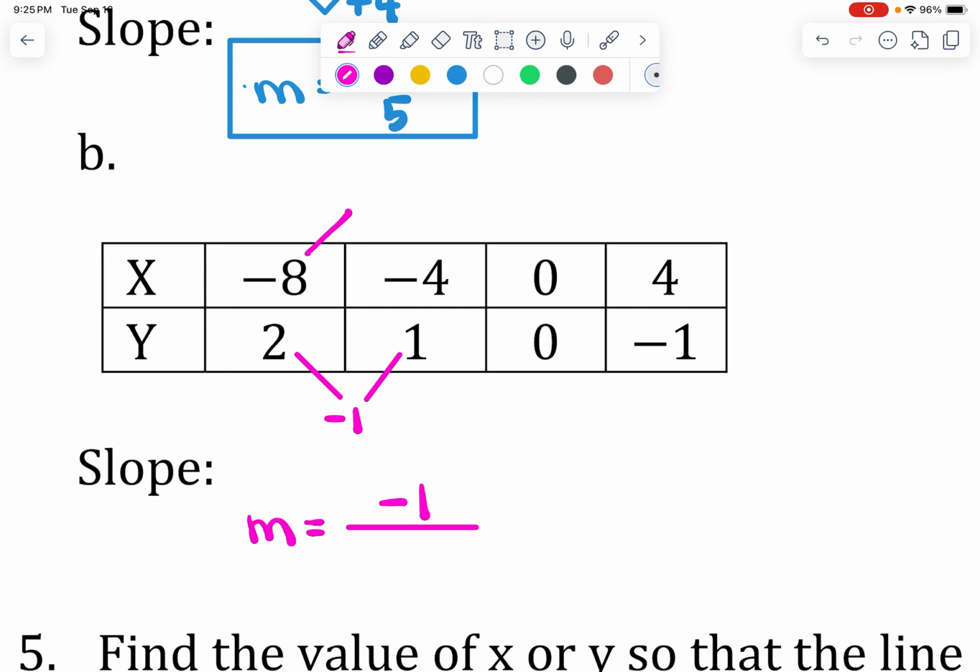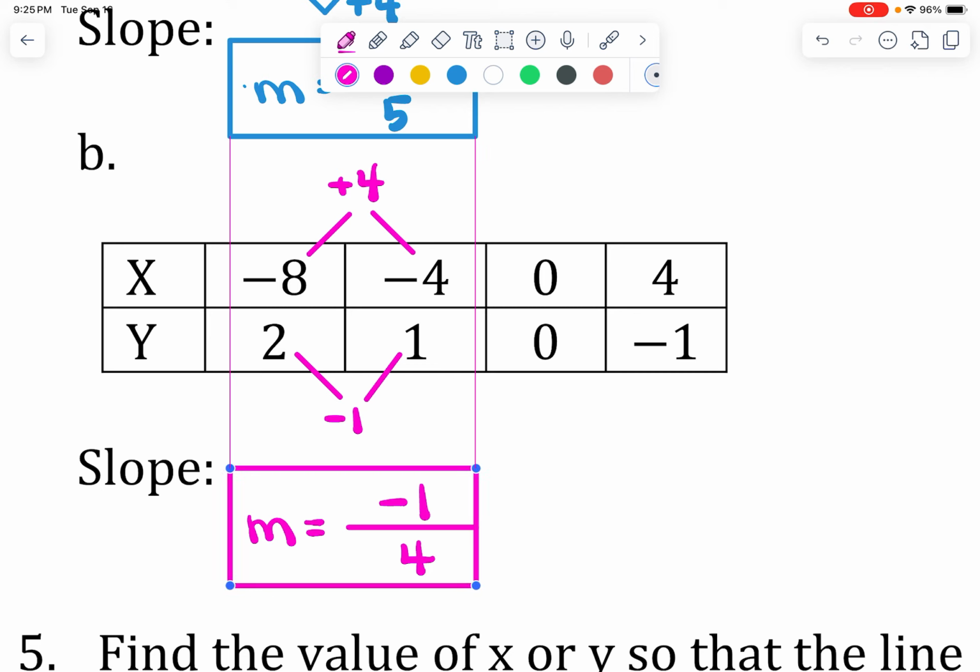And then I'm going to go to my numerator. -8 to -4. Looks like I'm adding 4. And you can see that that's happening all the way across. So my change in x's, which is my denominator, is 4. I know it's so tempting to put the 4 on top because x comes before y, but please remember, look at your formula chart, right? It's always change in y over change in x, right? So -1/4.